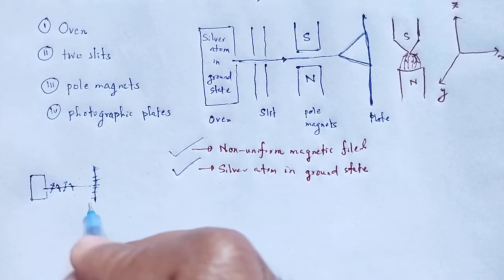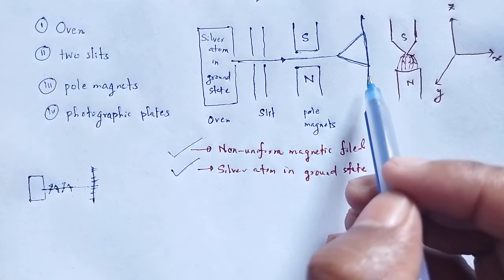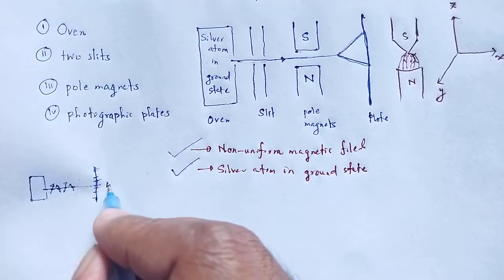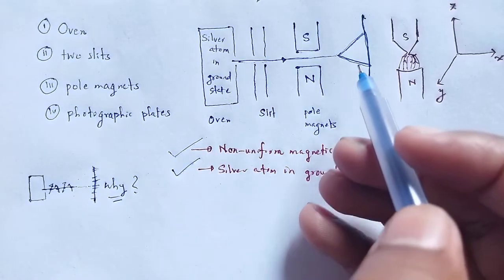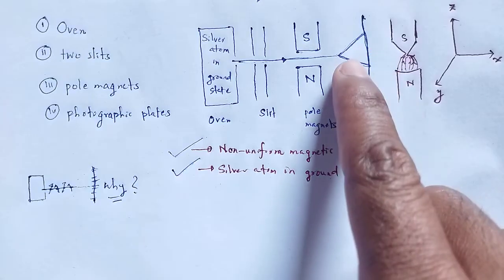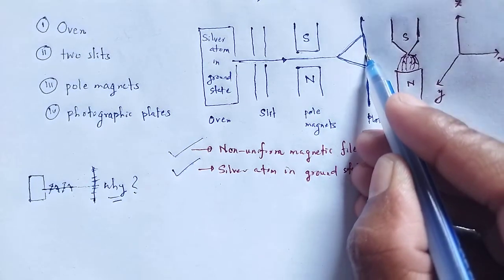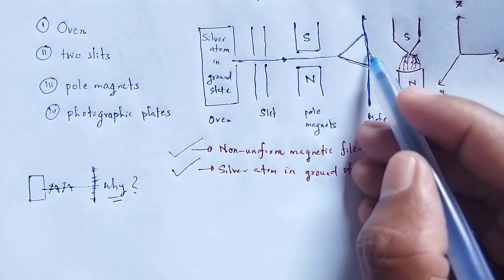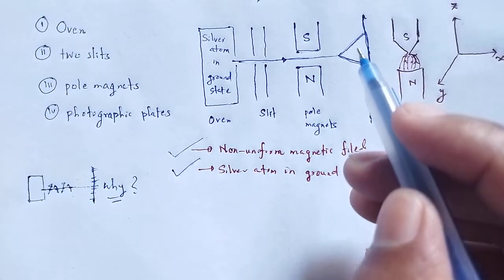But actually there are only two traces observed on the photographic plate. Why? What happened? There are no traces in the middle, and the trace points are equidistant from the middle point, meaning the traces are symmetric. Why?